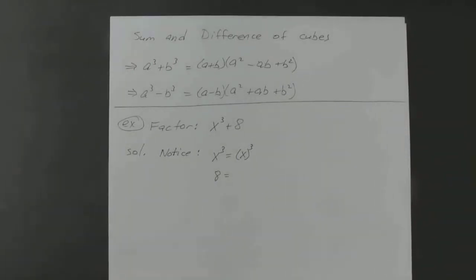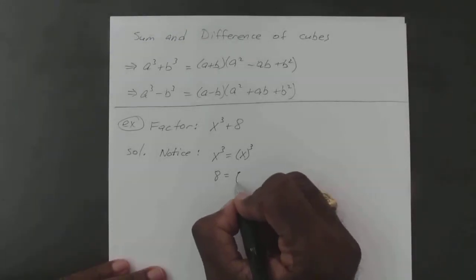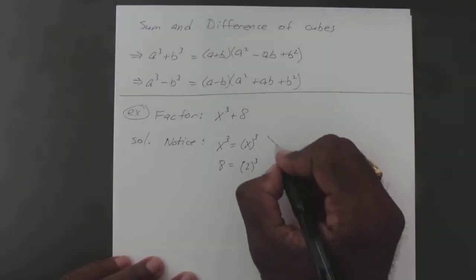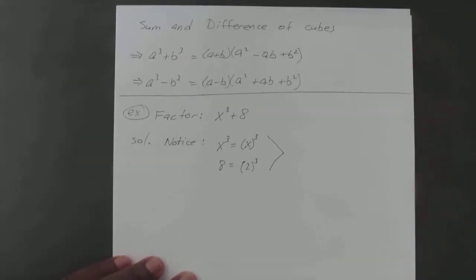And we know 8 is 2 times 2 times 2. 2 times 2 is 4. 4 times 2 is 8. So 8 is just 2 to the third. So we know that both are perfect cubes.